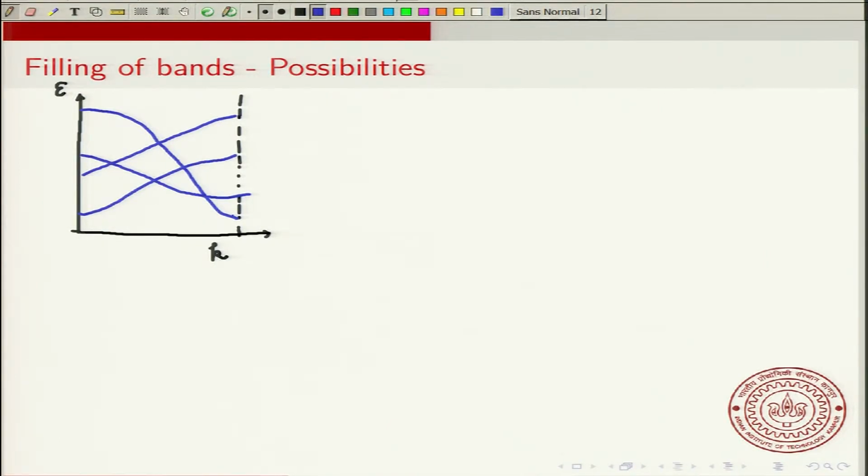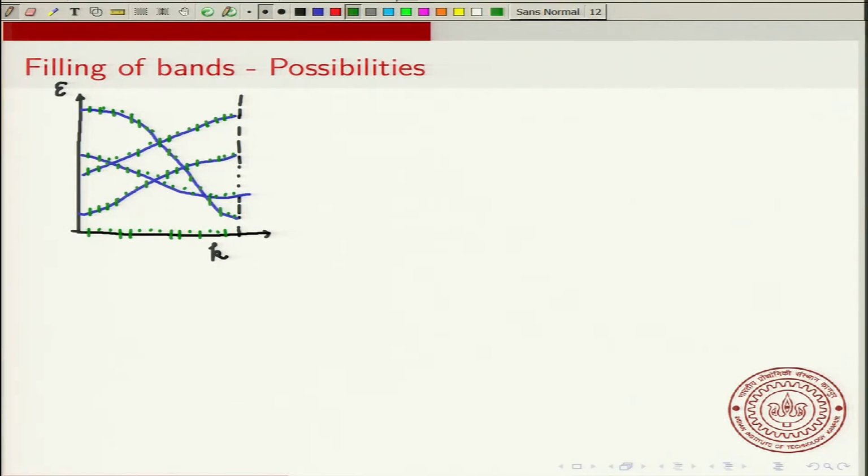And what we said is that once you have the band structure, you look at all the possible states. The states correspond to different values of k. So if you look at the k axis, you can tell how many states are there. The number of states is given by the Born-von Karman boundary conditions. You have all these possible states.